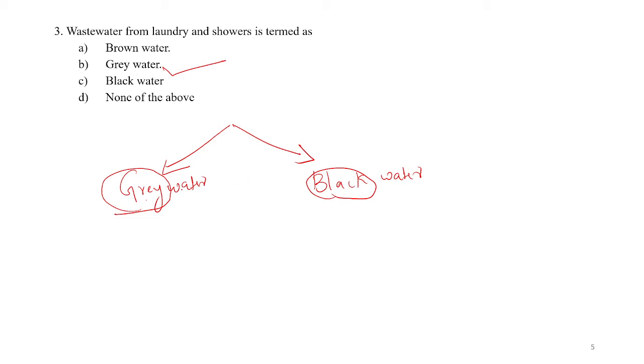So grey water is the wastewater generated from laundry and showers, then our kitchen area, and so on. And black water is that water which has urea waste and also the feces waste. So this is how the distinction is made. Let us move on to the next question.